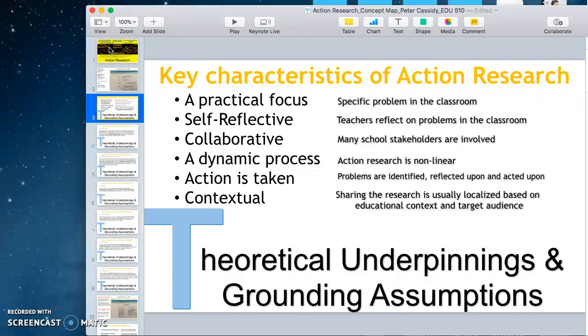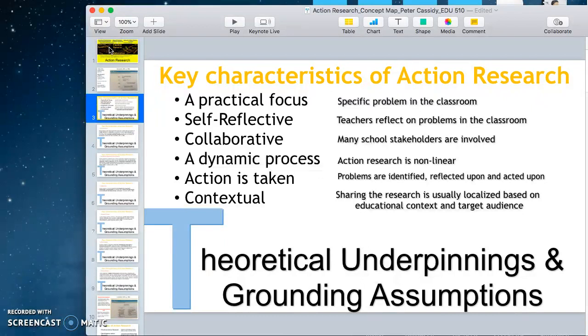It's a dynamic process. So action research is nonlinear. You can go between stages, and in the slides to follow, you're going to see two spiral models, and the researcher can go between these, flow freely as he or she sees fit.